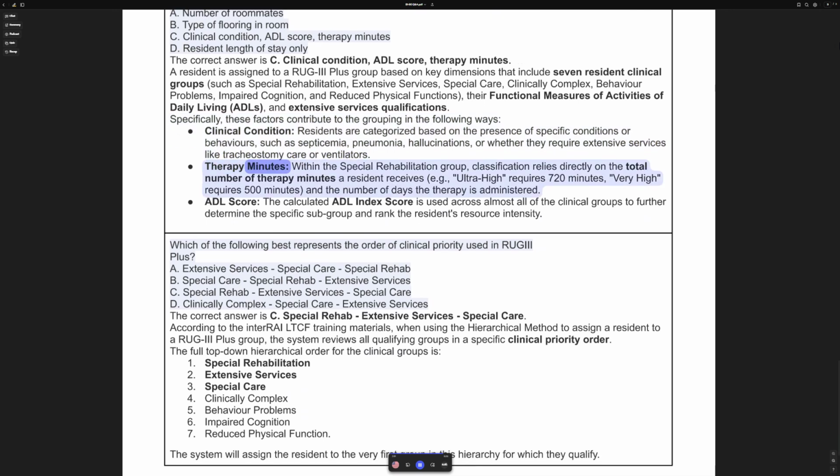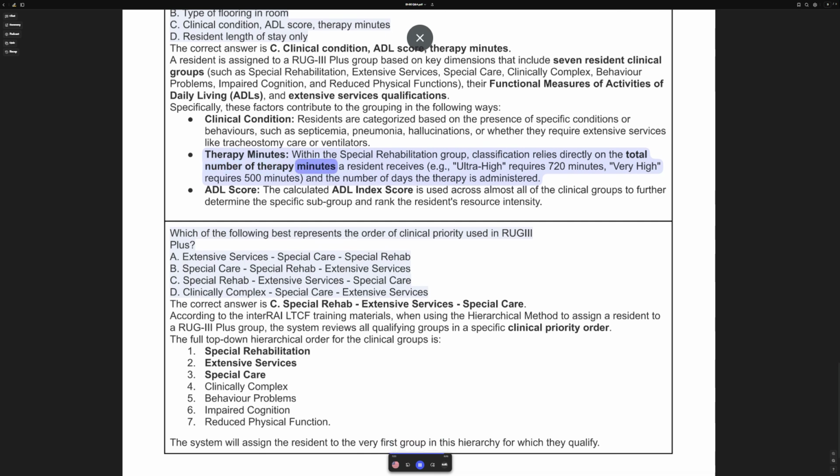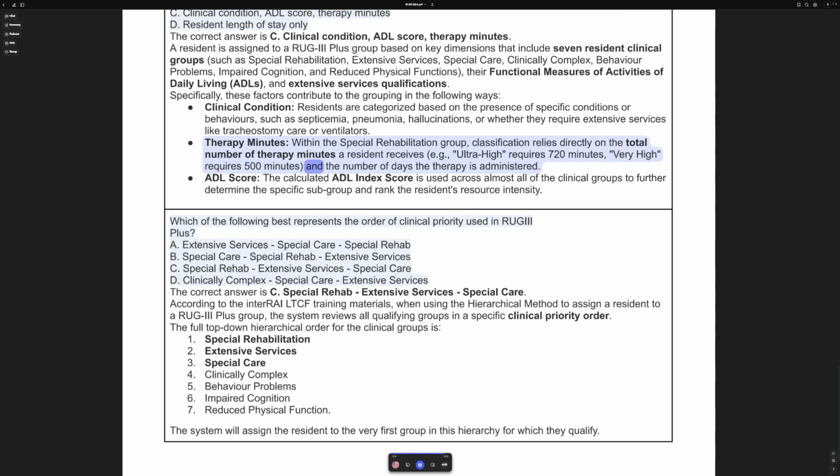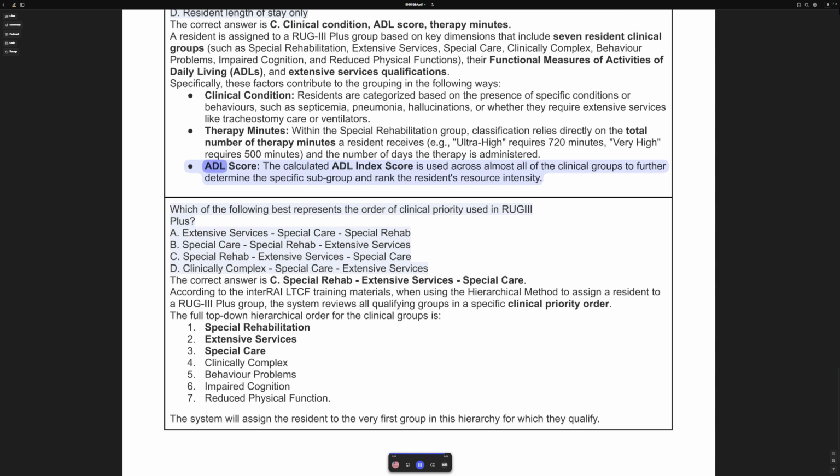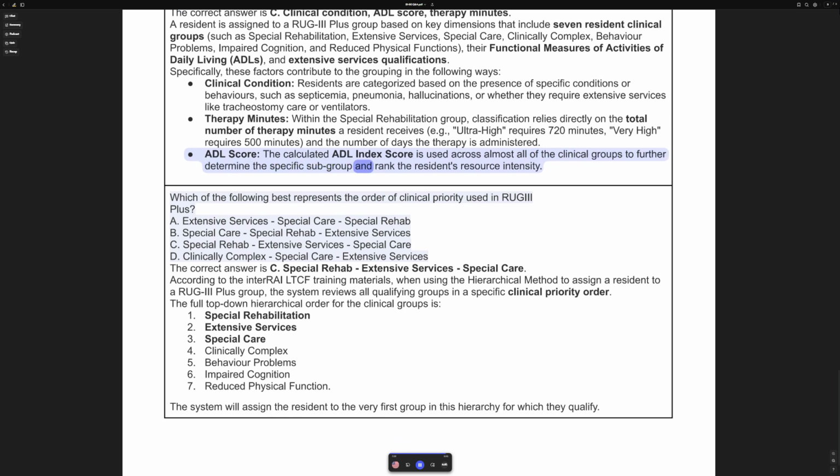Therapy minutes: within the special rehabilitation group, classification relies directly on the total number of therapy minutes a resident receives. Example: ultra high requires 720 minutes, very high requires 500 minutes, and the number of days the therapy is administered. ADL score: the calculated ADL index score is used across almost all of the clinical groups to further determine the specific subgroup and rank the resident's resource intensity.